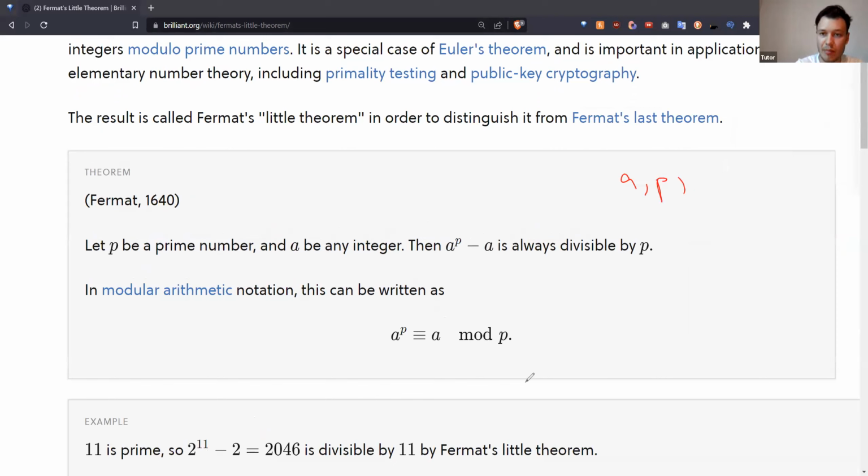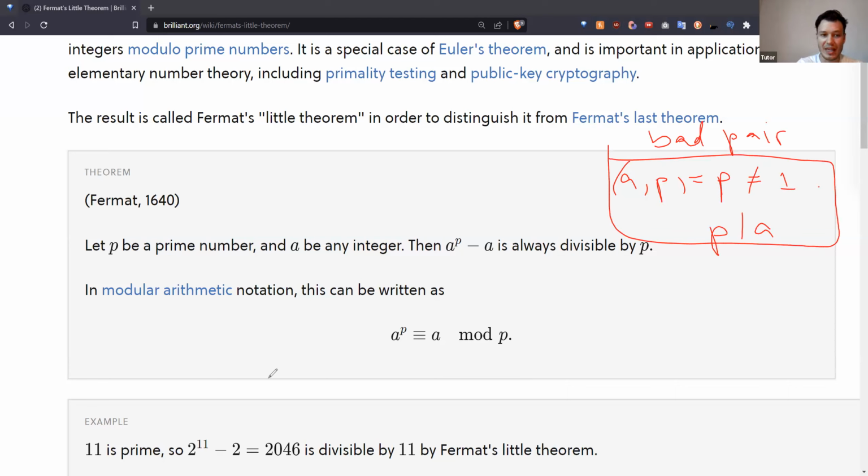So let's look at two cases. If gcd(a, p) is greater than 1, so gcd(a, p) is equal to p, which is not equal to 1, then we have a bad pair. In the bad pair case, p divides a. Well, if p divides a, then a is going to be congruent with 0 mod p.